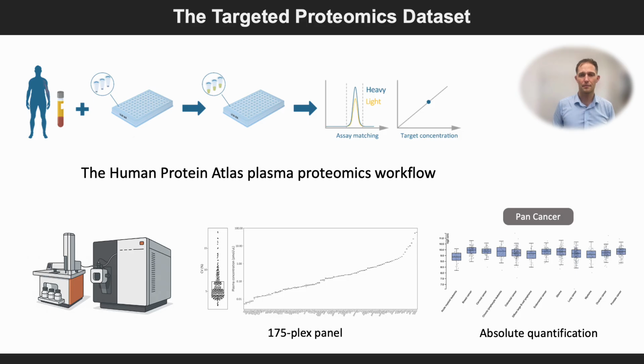cross-cohort comparability. I would also like to highlight the absolute data from the pan-cancer cohort. That, together with the new data, allows us to explore absolute protein levels across different blood protein classes, such as apolipoproteins, coagulation factors, and proteins from the complement system. All of this is available in this new release.